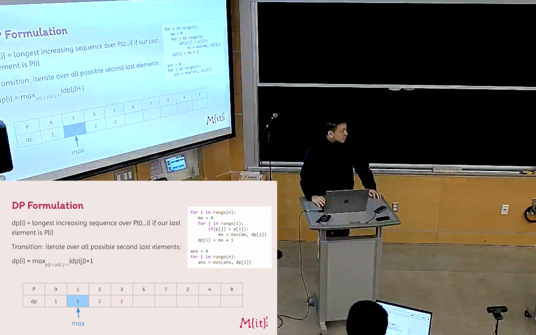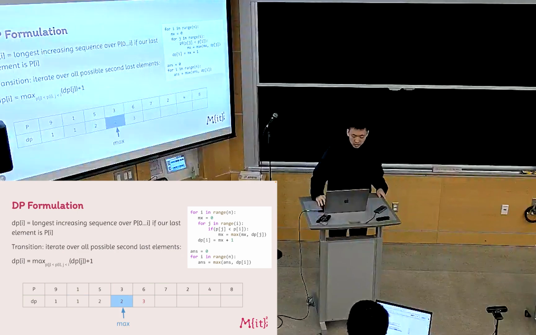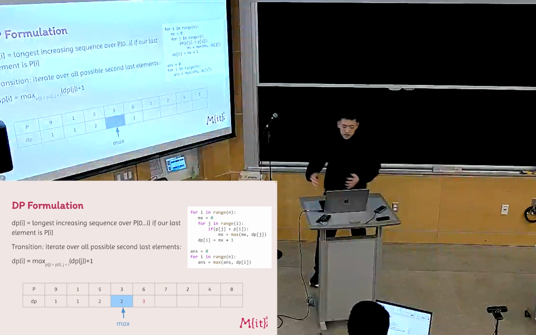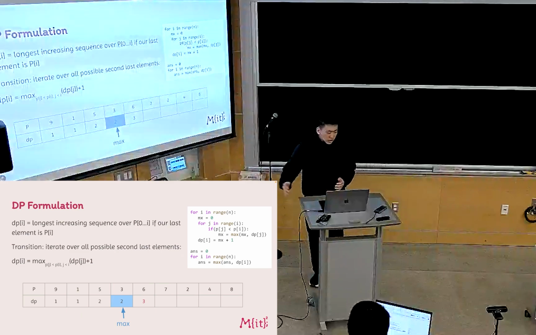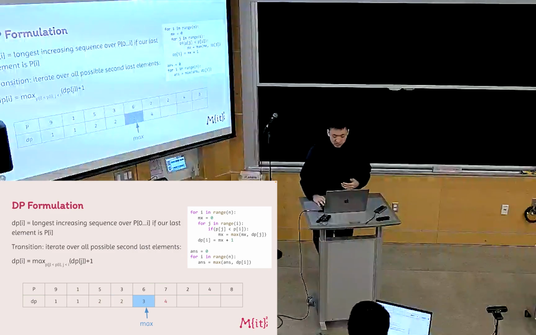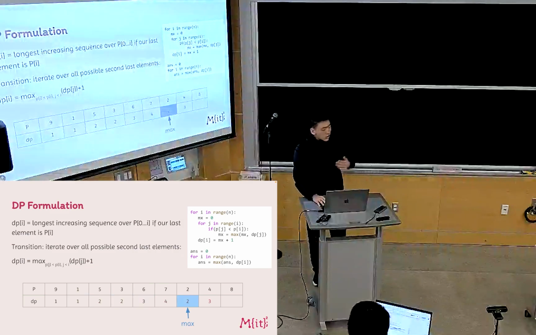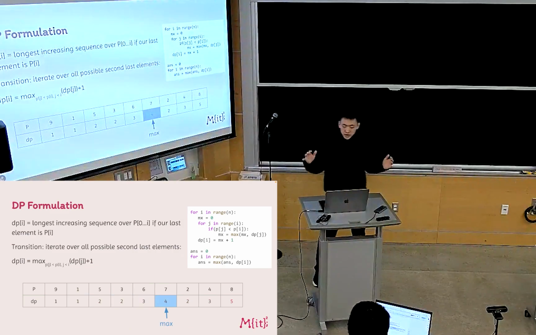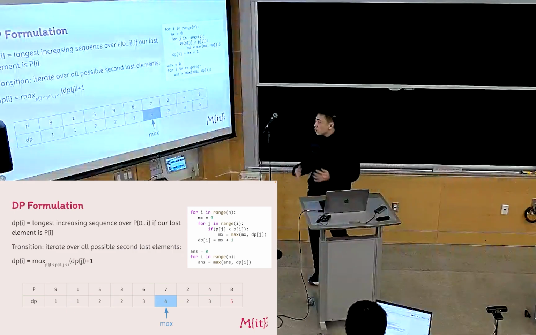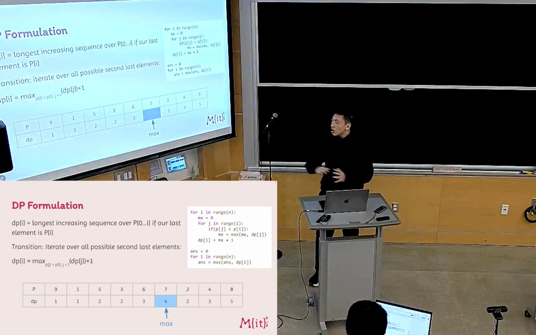Yeah, it would be 3, because now we're maxing over more elements, and in this case the max would be the element under 3. And so we can keep going, and once we keep going, we'll eventually generate the entire DP array. And at the end, the answer that we want is just the maximum among all of these.